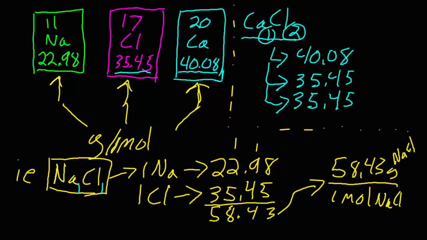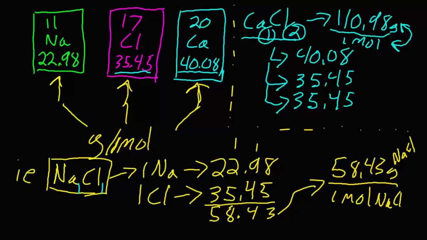So 40.08 plus 35.45 plus another 35.45. The molar mass of CaCl2 as a substance is 110.98 grams, and again, that is per every 1 mole of the substance. And again, don't forget what that equivalence means. It means that every time I have 1 mole of CaCl2, I'm going to have 110.98 grams of matter.